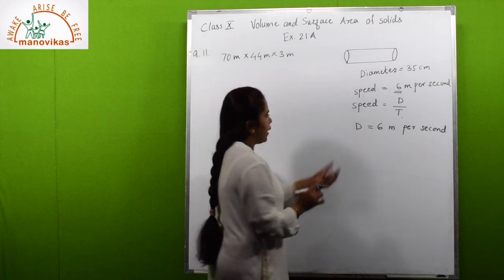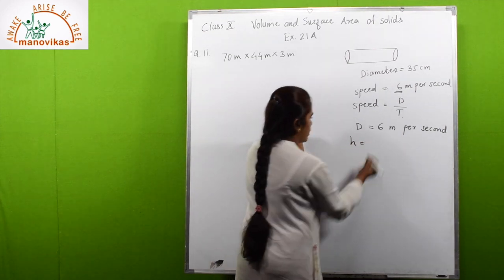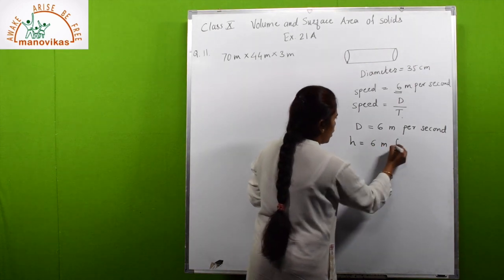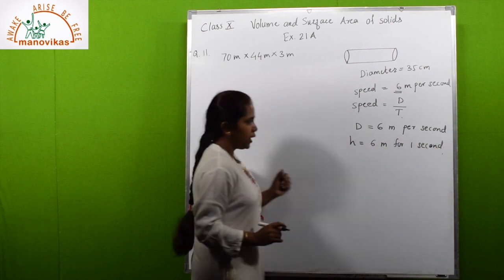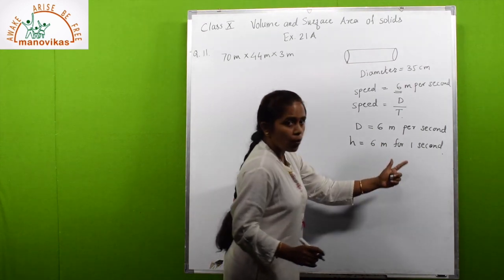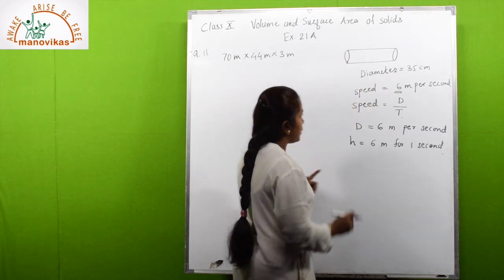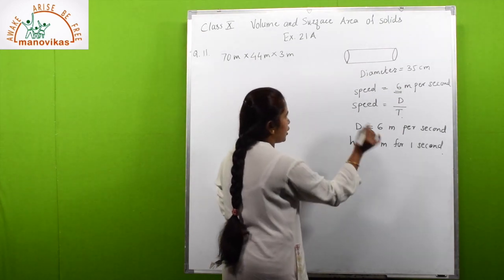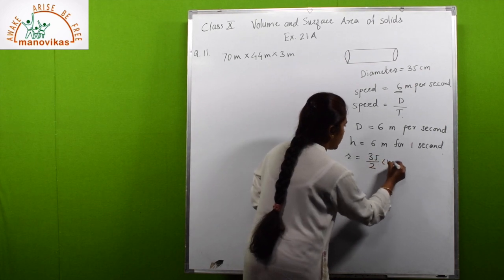The distance for the pipe is nothing but the height. The height of the cylindrical pipe will be 6 meter for 1 second. The diameter is given as 35 centimeter, so we have to convert it into meter also. The diameter is 35 centimeter, so the radius will be 35 upon 2 centimeter.